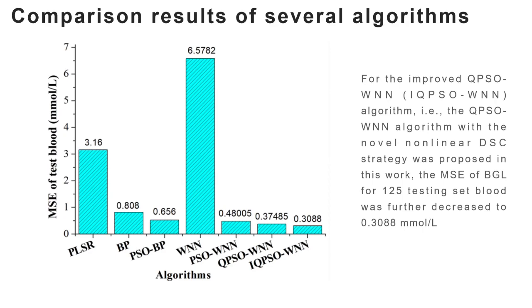Then, in order to improve the performance of the QPSO organism, the MSE values for the testing blood glucose will be compared for the 6 different organisms, which is given in the following figures. From the figures, we can find that for the improved QPSOWM, that is the QPSOWM organism with the novel non-linear DSC strategies proposed in this work, the MSE of the testing set blood glucose was further decreased to 0.3088 micromole per liter.